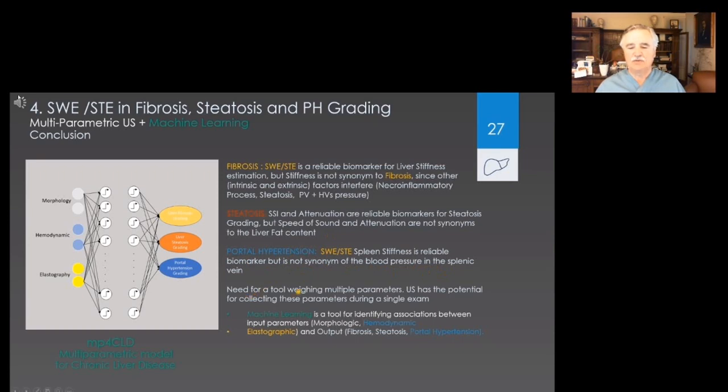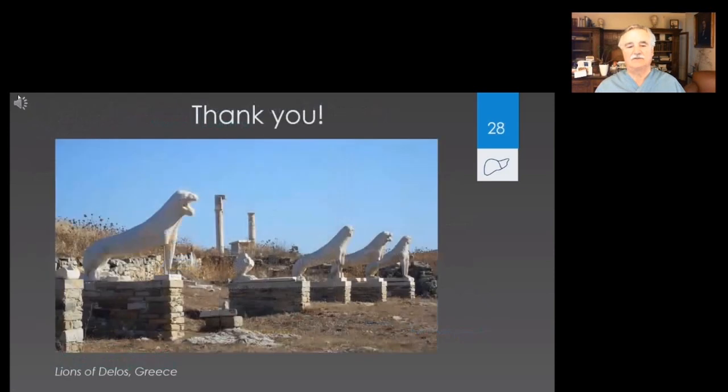That means that we need a tool weighting multiple parameters. An ultrasound has the potential for collecting these parameters during a single and cheap examination. Machine learning is the tool for identifying associations between input parameters, morphologic, hemodynamic, elastographic, and output parameters, fibrosis, steatosis, and portal hypertension. Thank you for your attention.